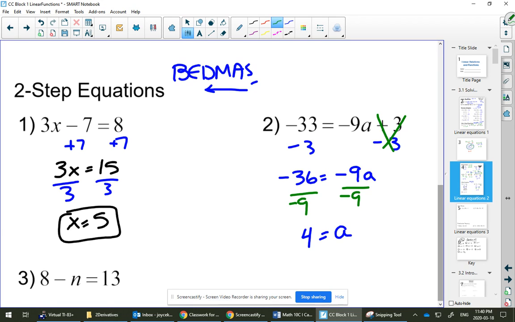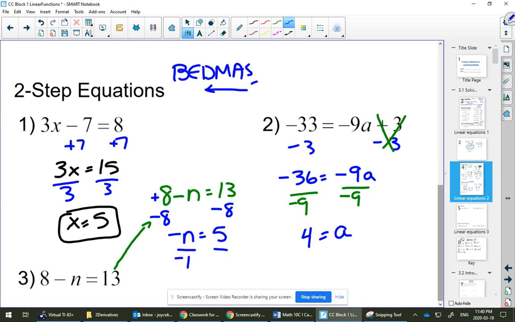All right, it seems I can't move my screen up, so I'm going to move this question up here. I've got 8 minus n equals 13. I need n by itself, and right now I have a negative n. When there's no sign in front of the number, that means it's positive. So in order to get n by itself, I'm going to subtract 8. So I have negative n equals 13 minus 8, which is 5. And then I'm going to divide by negative 1, and n equals negative 5.